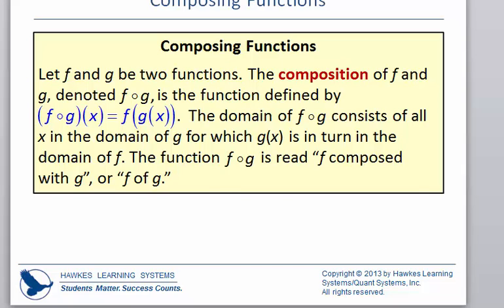The domain of f composed with g consists of all x in the domain of g for which g(x) is in turn in the domain of f. The function f ∘ g is read "f composed with g" or "f of g." Now, as we begin examples, we're going to explain these concepts. To begin, keep in mind this definition right here. If you're taking notes, you may want to jot that down before we move on.